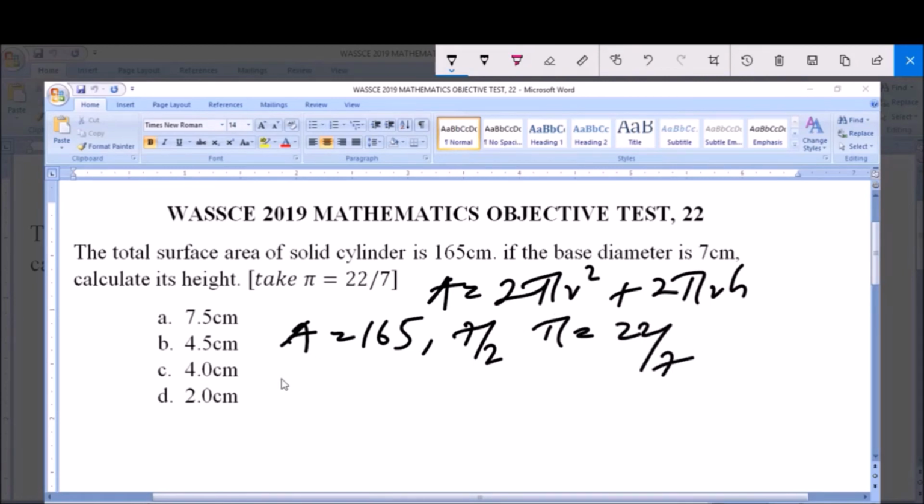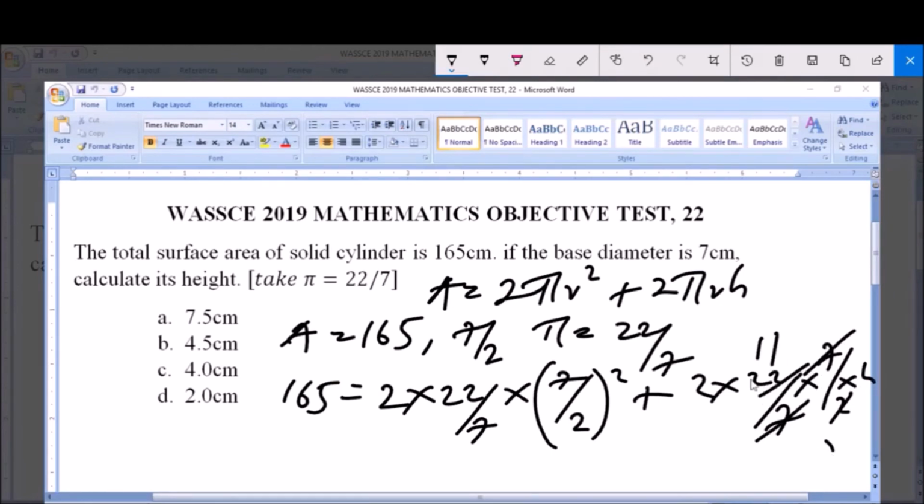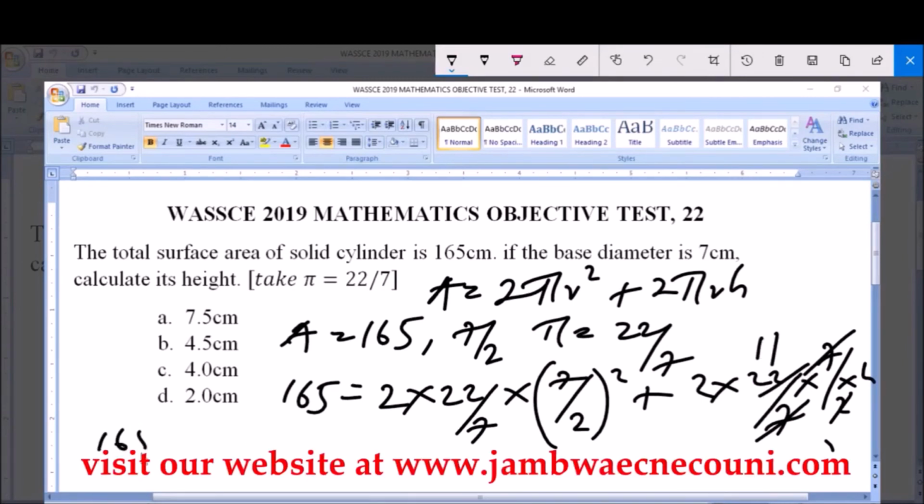So now we say A, which is 165, is equal to 2 multiplied by 22 over 7 multiplied by r squared. Now r, like I told you, is 7 over 2, so 7 over 2 squared, that's 7 over 2 multiplied by 7 over 2. Plus 2 multiplied by 22 over 7 multiplied by r, which is 7 over 2, multiplied by h. Now when we simplify, this 7 cancels this 7, here we get 11, so we have 22h here.